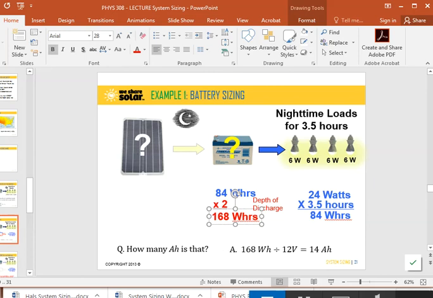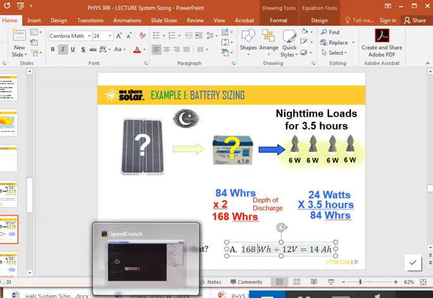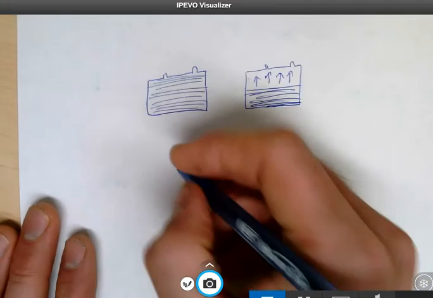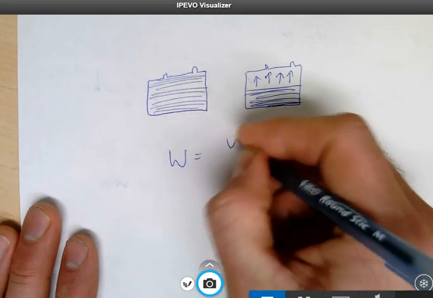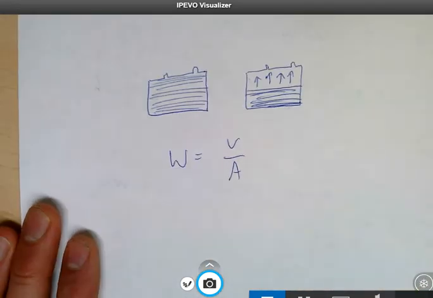So how many amp hours is that? Well, to do that, we need to take watts divided by volts, which gives amps. So you probably remember that actually from, so a watt is a volt times an amp. Wait a second, I think I said that wrong, sorry.